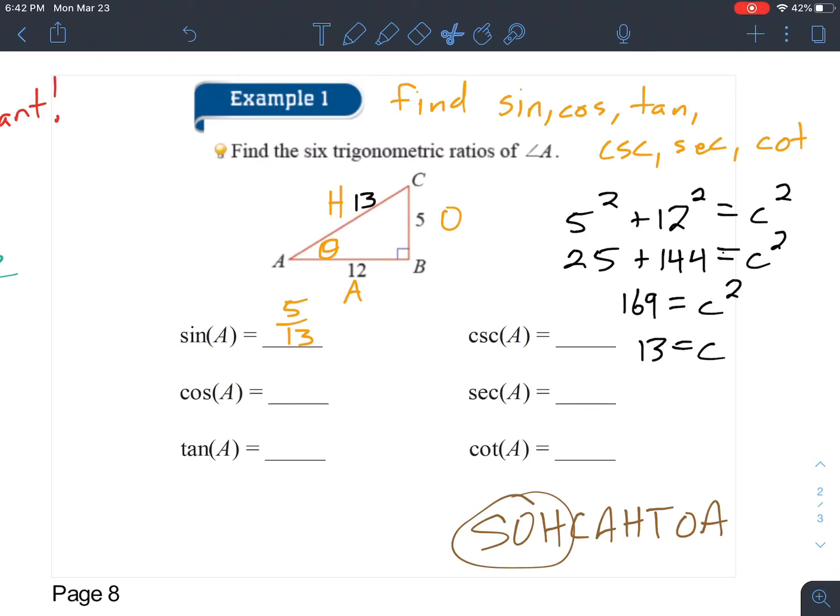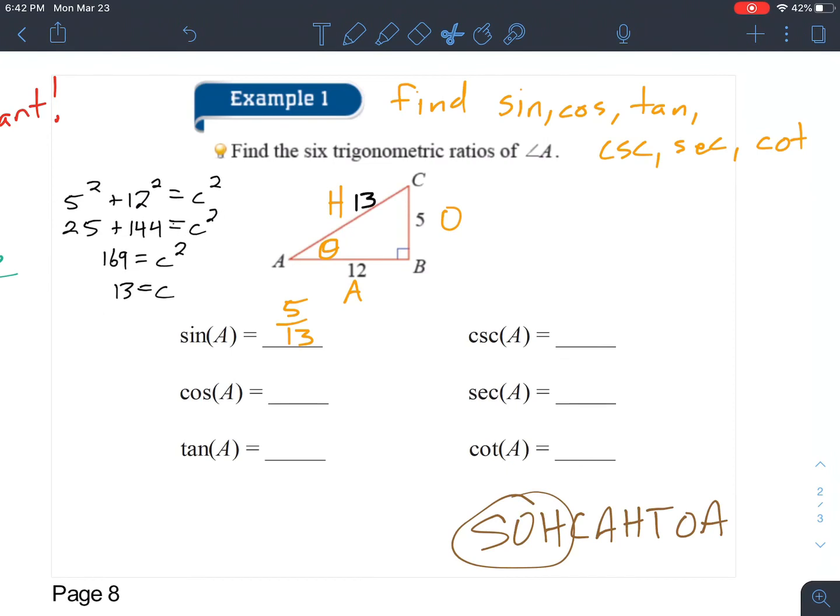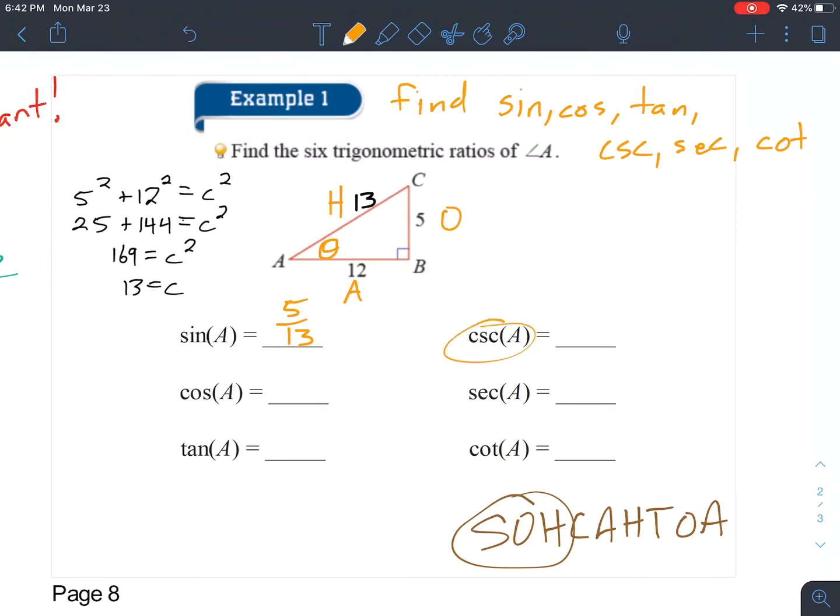Now that we have our sine value, we can easily find cosecant. Because remember, cosecant is just the reciprocal of sine. So if sine is 5 over 13, cosecant is 13 over 5. And it's that easy. So let's go on to cosine now.